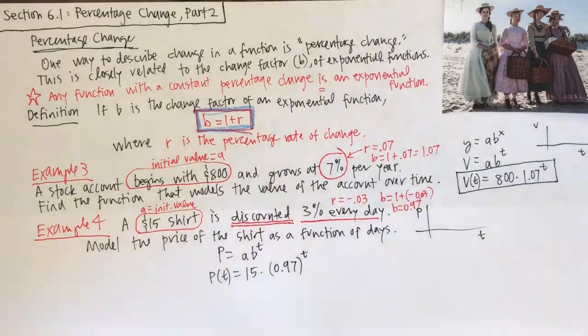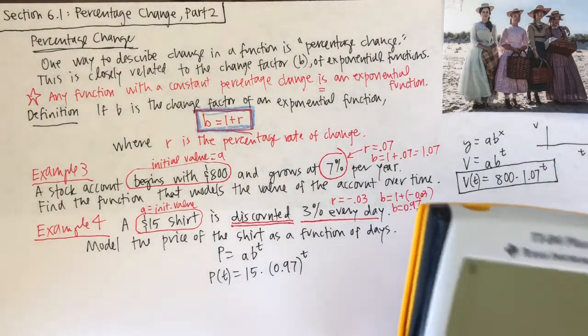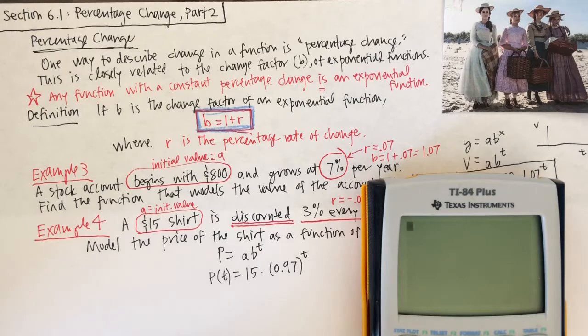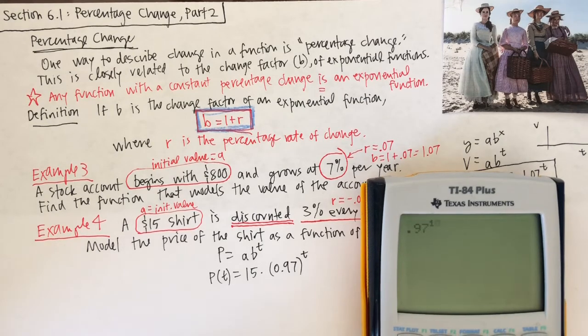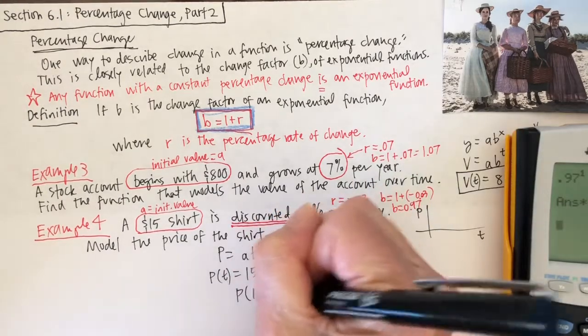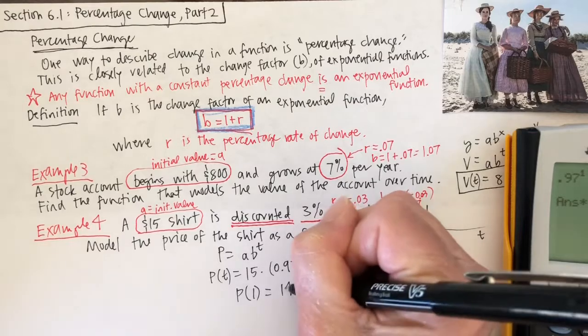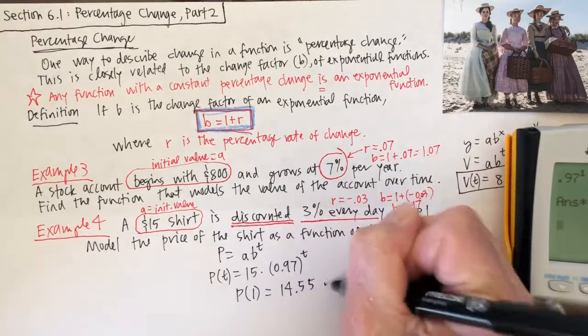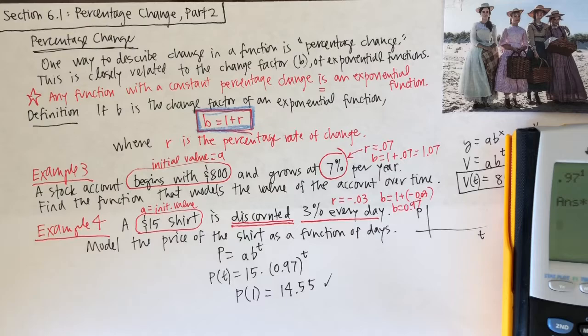Good. Let's just find out after the first day what the price of the t-shirt is real quick. So 0.97 to the 1 after the first day times 15, and it's $14.55. So after the first day, the price of the shirt is $14.55. That makes sense, that 3% discount.